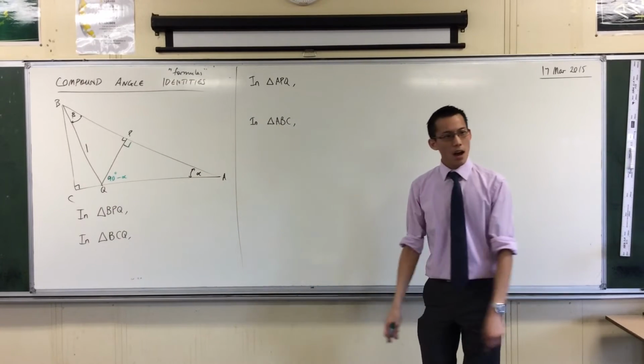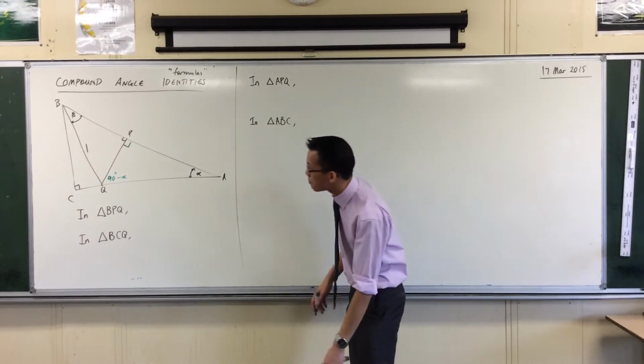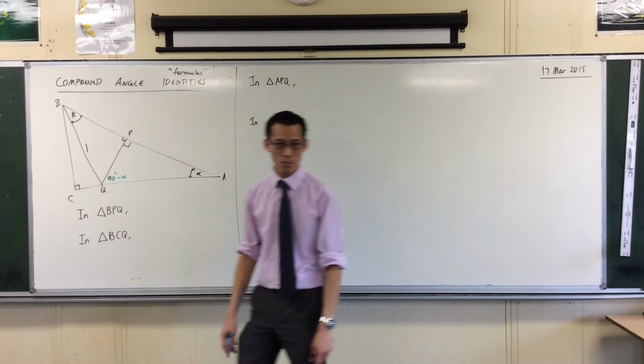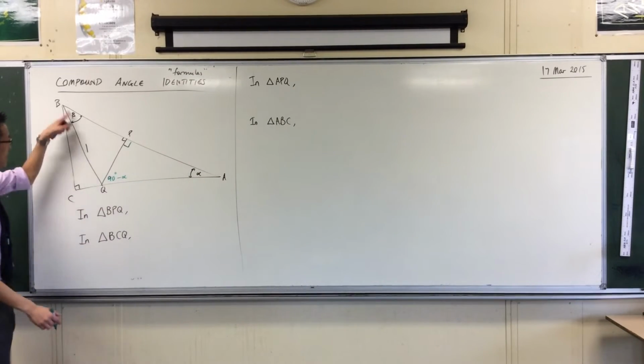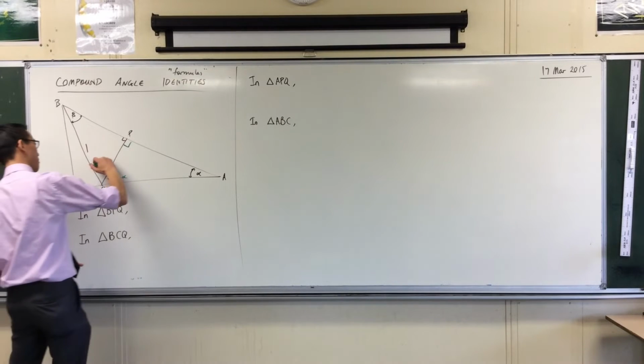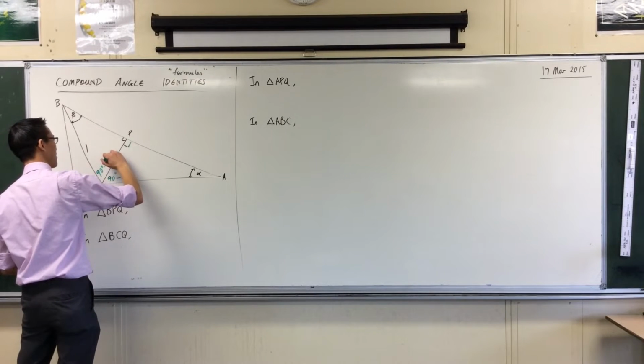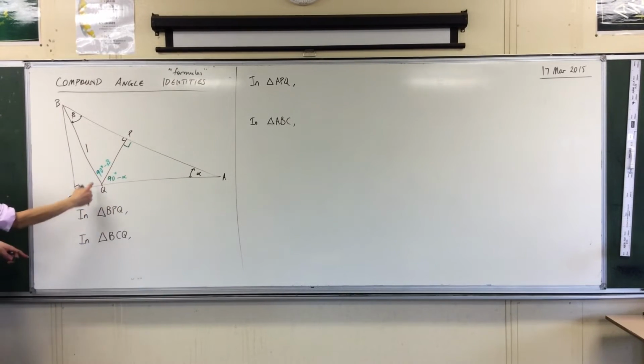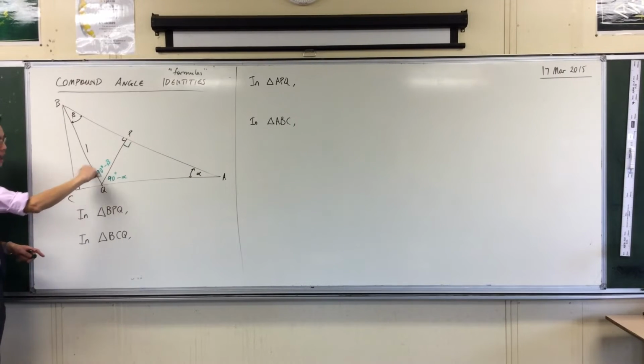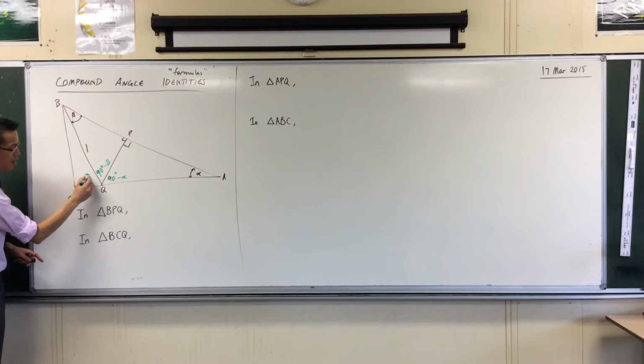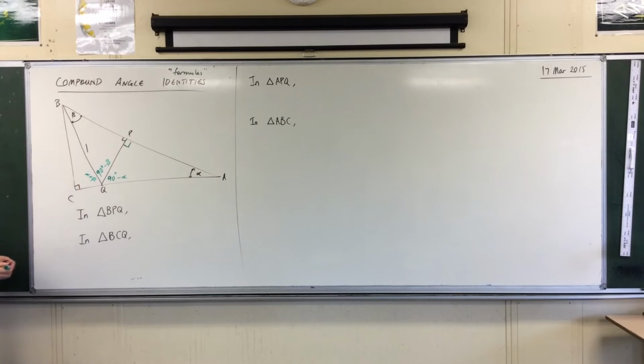Okay. Next angle, how about BQP? Is it alpha plus beta? BQP is 90 minus beta. Yeah, I meant the other one. And that leaves us with this one over here, which by angles on a straight line is alpha plus beta.